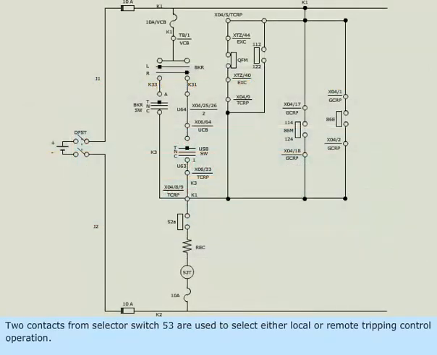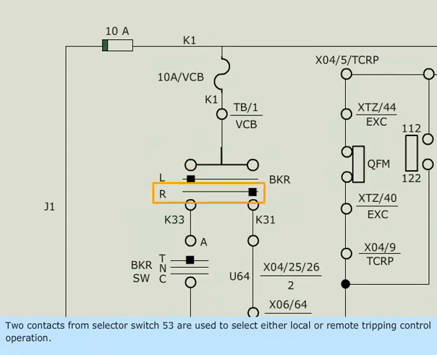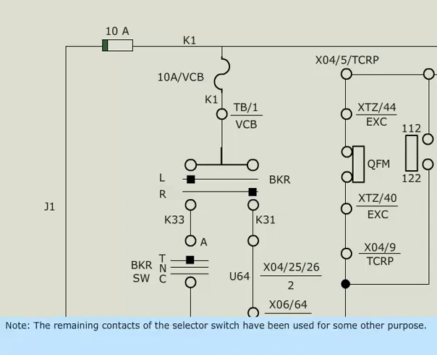2 contacts from selector switch 53 are used to select either local or remote tripping control operation. Note, the remaining contacts of the selector switch have been used for some other purpose. The dark point in the line indicates the selection of the switch, that is, local or remote control.